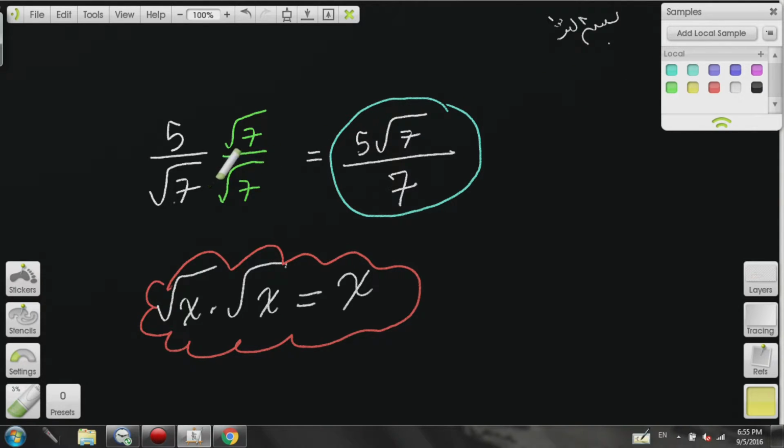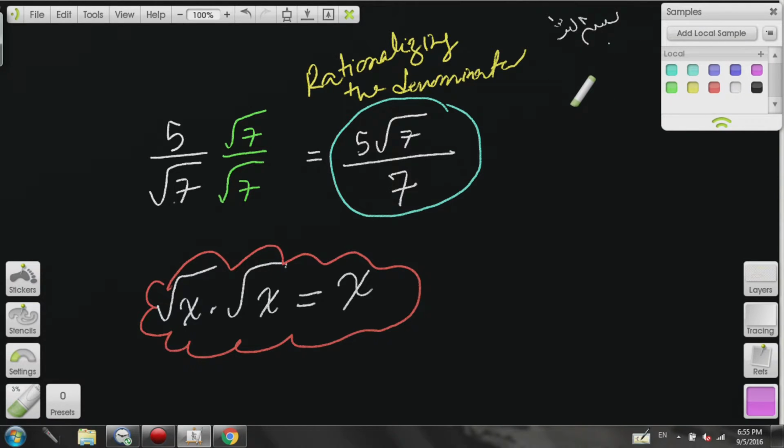This process of getting rid of the radical from the denominator is called rationalizing the denominator. Rationalizing the denominator, also known as just getting rid of the radical from the denominator, also known as having good manners in mathematics, so to speak. But this is called getting rid of the radical from the denominator, or rationalizing the denominator. Okay, let's do some more examples.